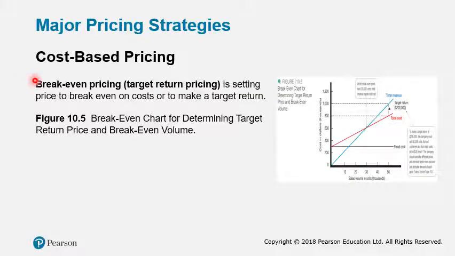Next you have break-even pricing, also known as target return pricing, which is setting price to break even on cost or to make a target return. From this chart you'll be able to see that at this particular point, it is where you are at break even. You can go through this in your textbook and see further. If you don't understand, please ask me in the WhatsApp group.